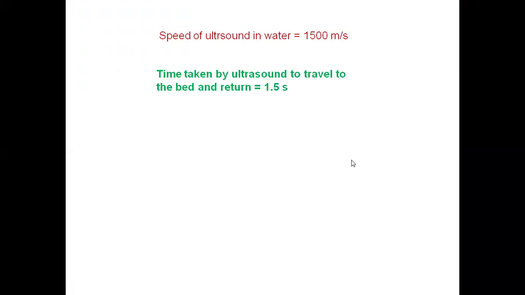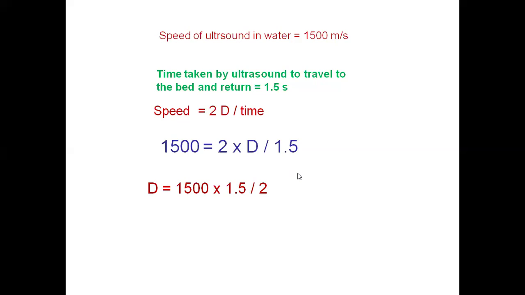So the time taken by ultrasound to travel to the bed of the sea or ocean and return is 1.5 seconds. Speed is equal to 2d over time. Why 2d? Because sound goes towards the bottom and returns. So 2d over t: 1500 is equal to 2d over 1.5. The time interval is the time taken by the pulse to go and return. So the distance is 1125 meters.